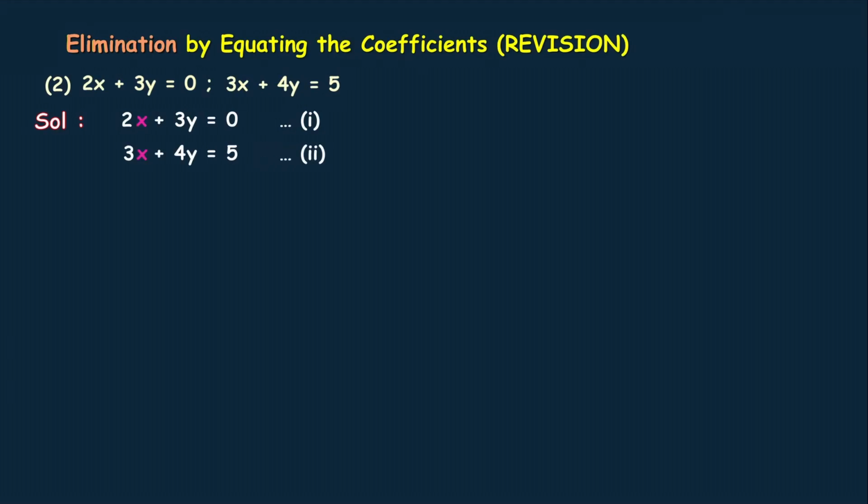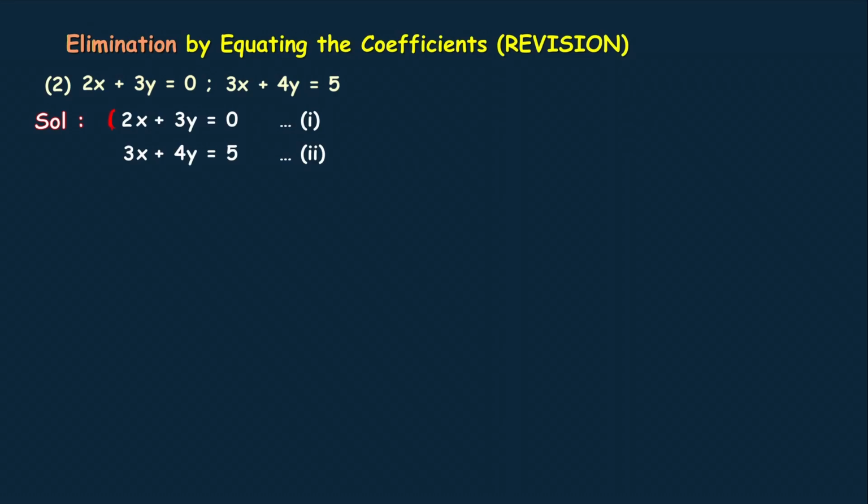Check the coefficient of x, they are not the same, 2 and then 3. Check the coefficient of y, they are not the same, 3 and then 4. So again there is a problem. First I have to make the coefficients the same, then I can add or subtract so that I eliminate one of the variables. So you can solve it in this way.